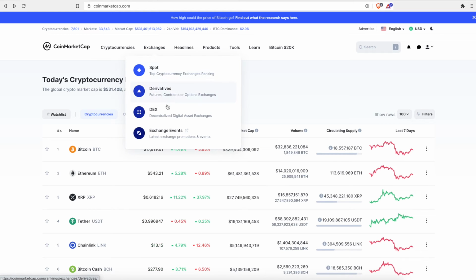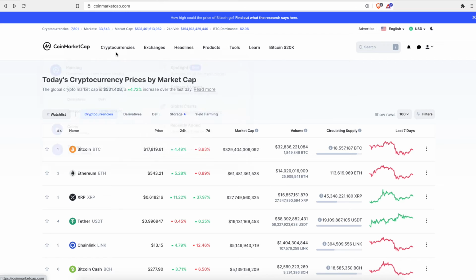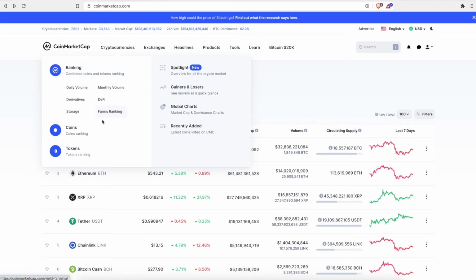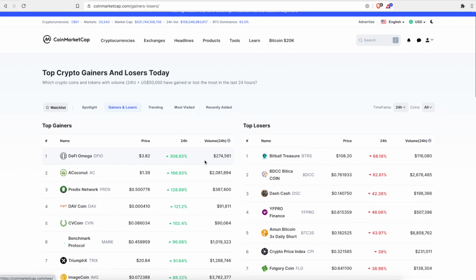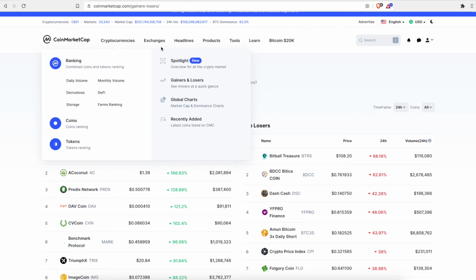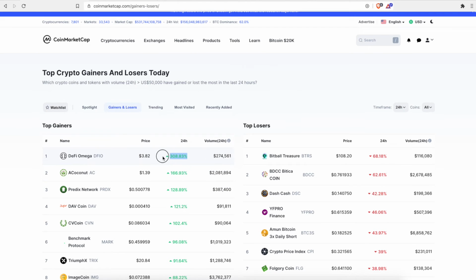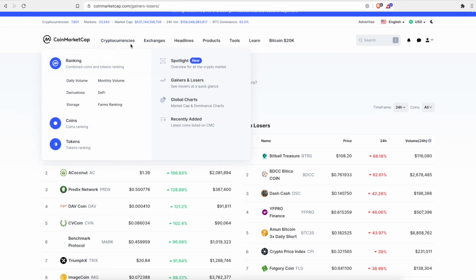You've got spot, derivatives, DEX. So it's cool, you can go through the site. This is also a cool feature. It shows the gainers and losers, so you can see how much they went up in a 24-hour period. It's crazy, but that's not unheard of. 300% in a day is not that crazy actually in the crypto market. But then again, 300% down in a day also isn't that crazy.